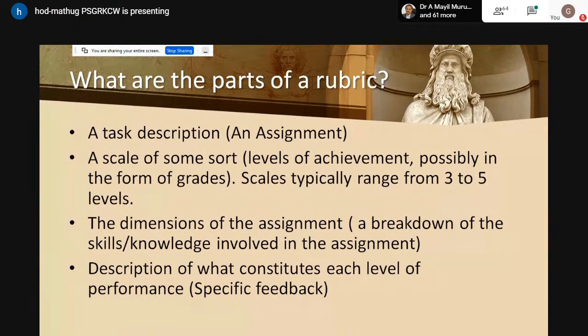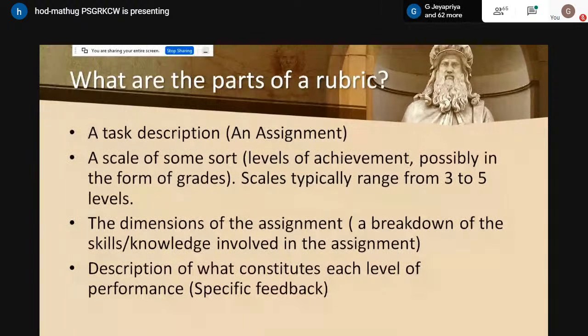Then a scale of some sort, that is, a level of achievement, possibly in the form of grades, has to be decided. And scales typically range from 3 to 5 levels. See, you can have any number of rubrics criteria, and you can award marks right from 0 to 100 also.